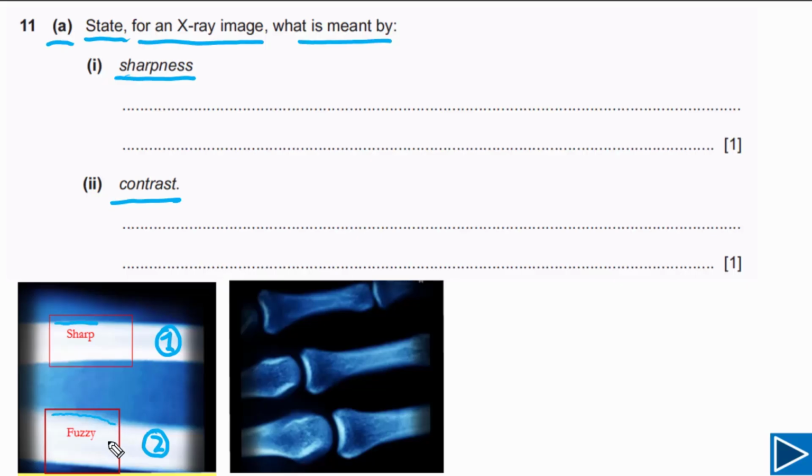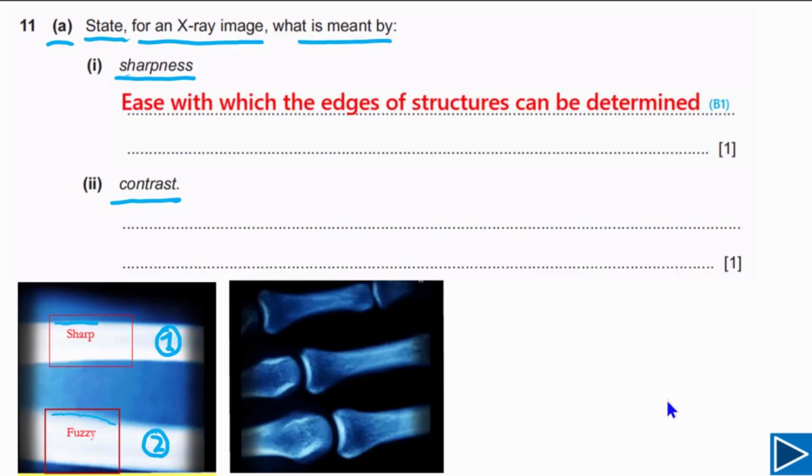So simply, sharpness means how well the edges of a structure are defined. So that is sharpness. Now, how can we write down our answer? This is how you can write down your answer. Now, let's move on to contrast.